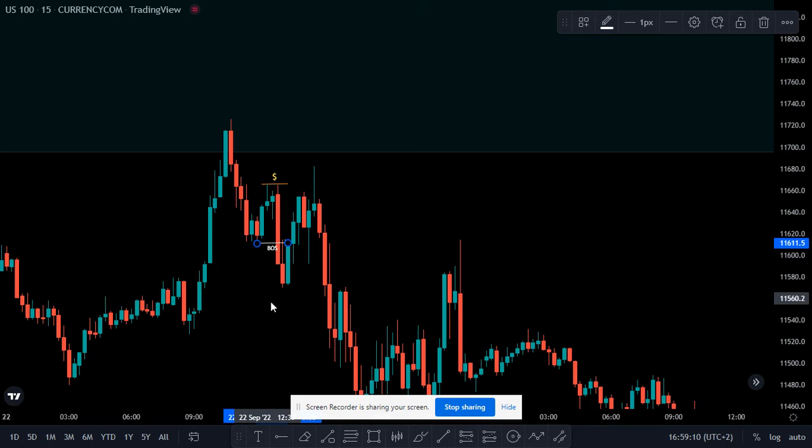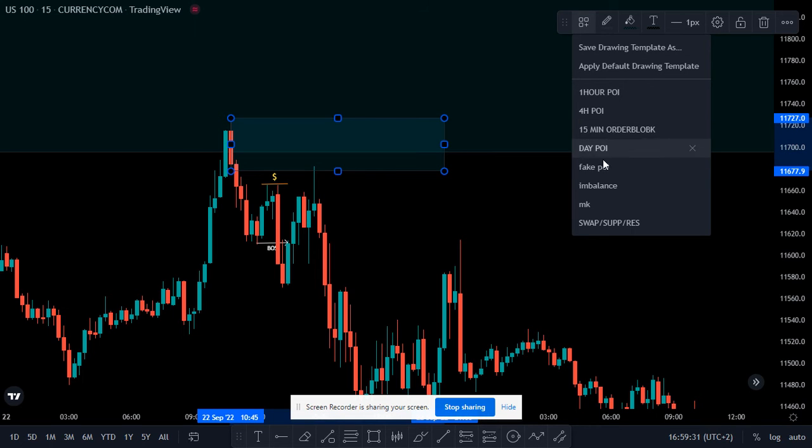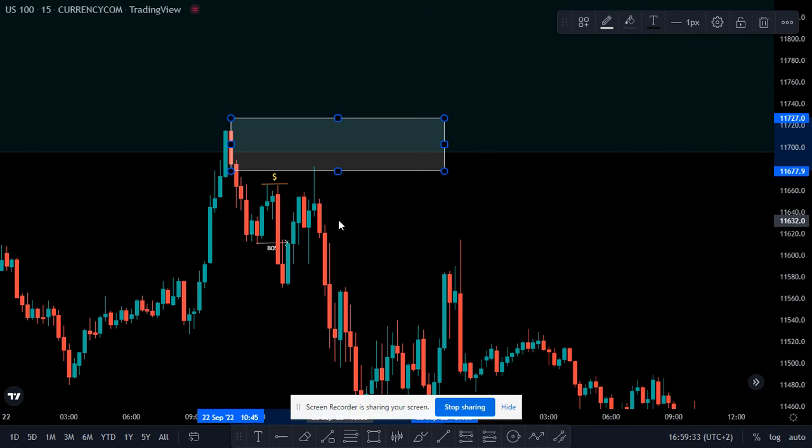Immediately after structure was broken, it went down, then it went up. So we wanted the market to first, after breaking structure, sweep our liquidity. After sweeping our liquidity, then we could enter a trade. But as you know, after a break of structure, what do we do? We identify a potential order block or point of interest. So that became our 15-minute order block.